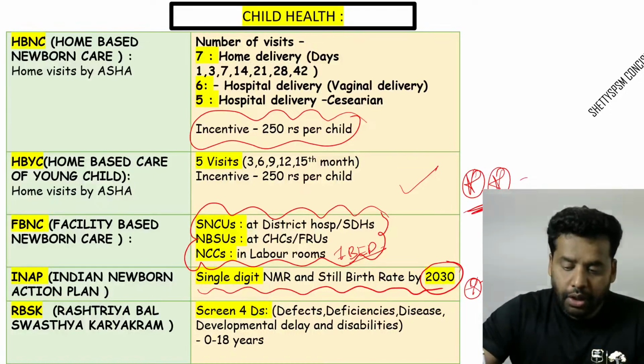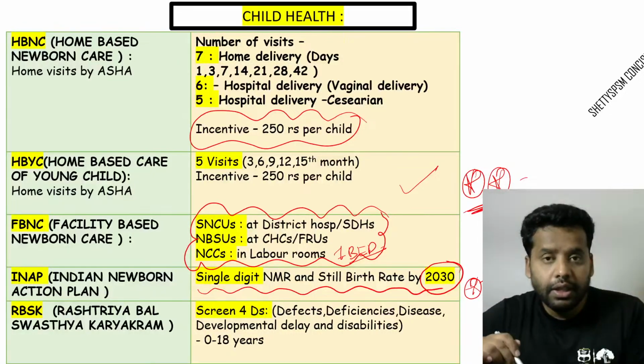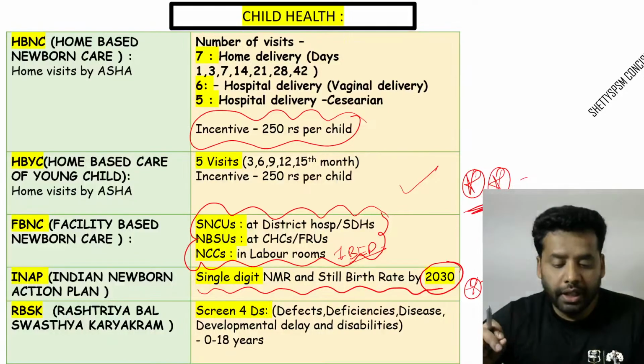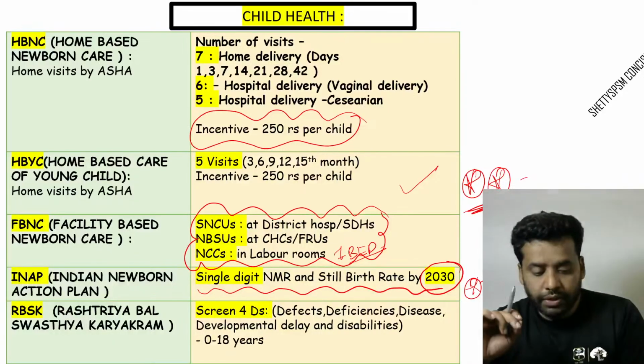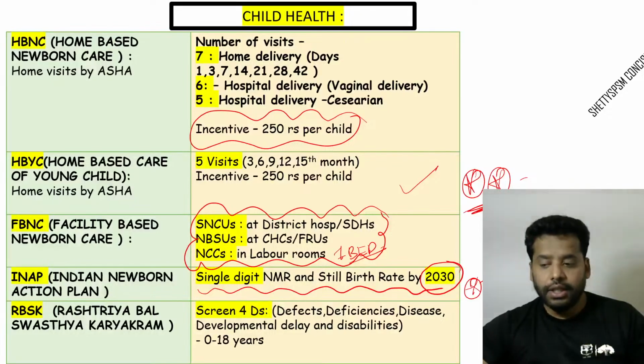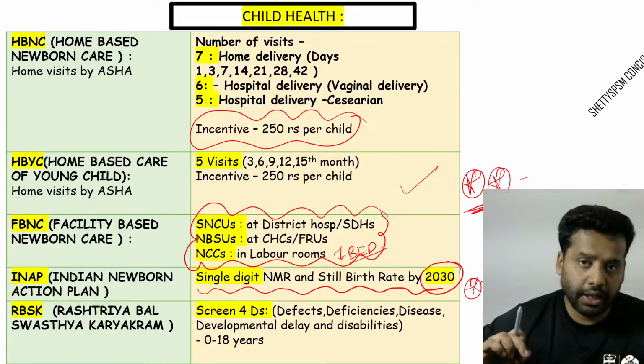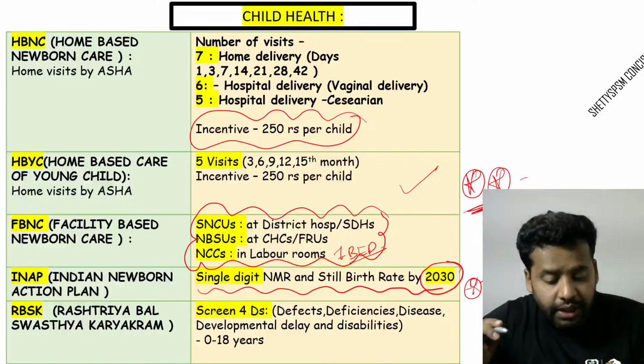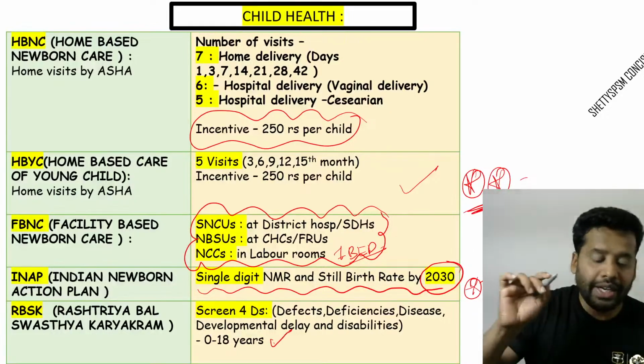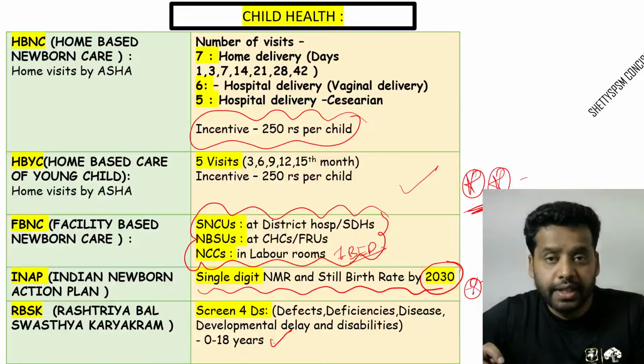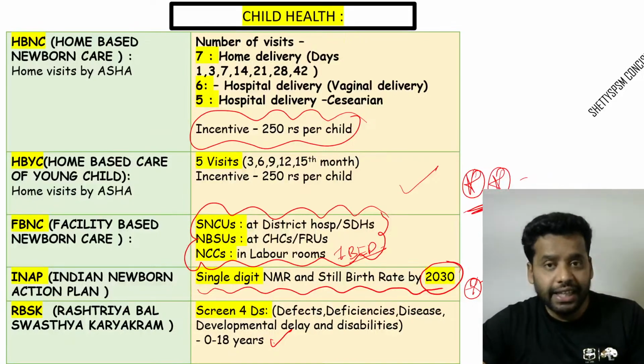Now the recent neonatal mortality rate is 20. It has to come down to single digit by the year 2030. What is very important for child health is Rashtriya Bal Swasthya Karyakram, where you will be doing screening in the age group of 0 to 18 years.